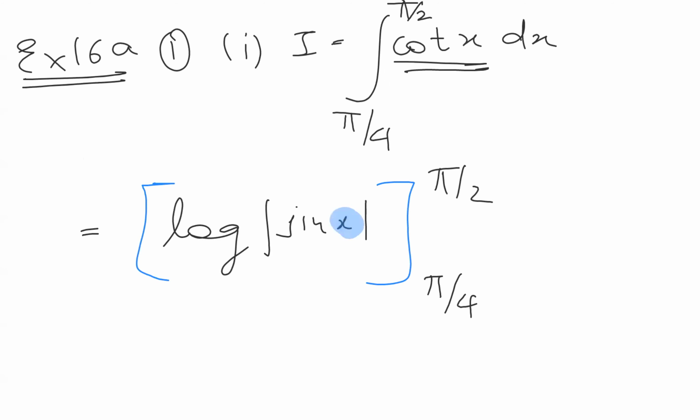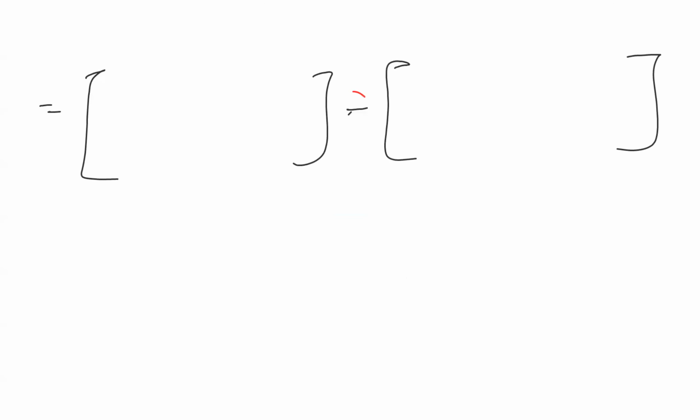Okay, in the first box, x will be replaced with the upper limit, and in the second box, x will be replaced with the lower limit with a minus sign in between. Hence, I'm writing box minus box.